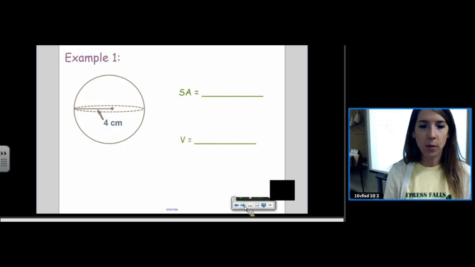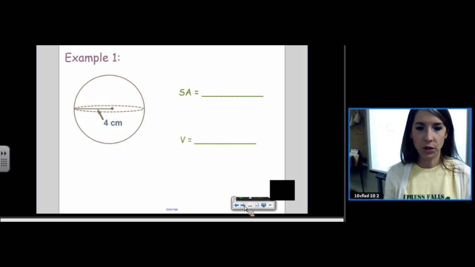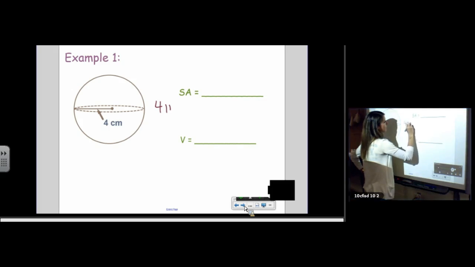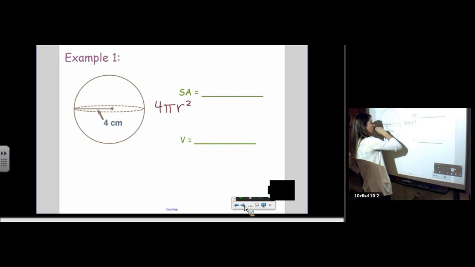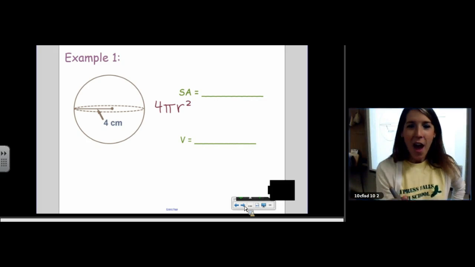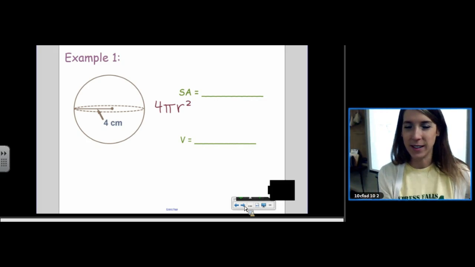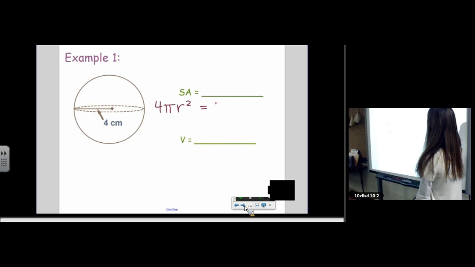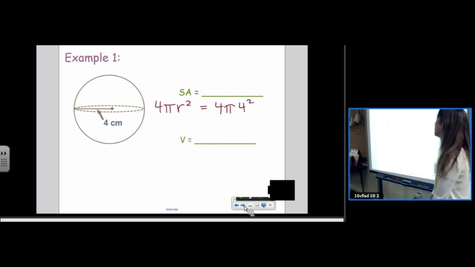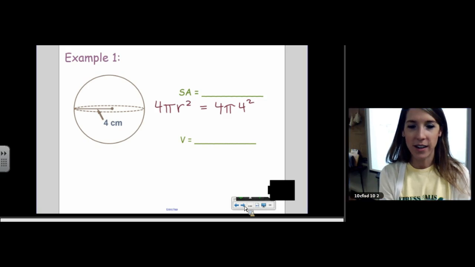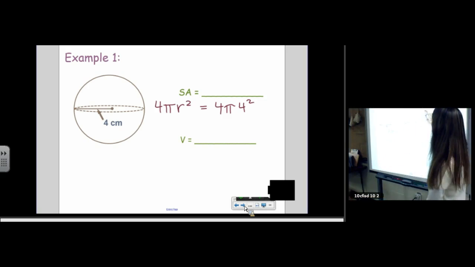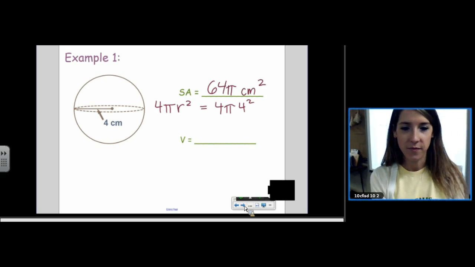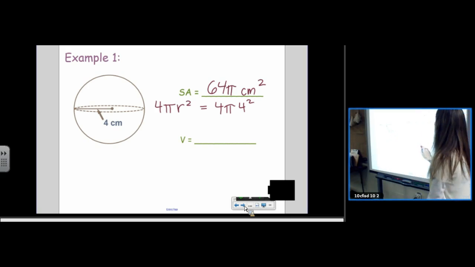Here's our basic example where we just try out the formulas, and then we'll do some real-world examples. Surface area, 4 pi r squared. And I'll show a video to you on Monday about where that 4 comes from. It's pretty cool. It has to do with peeling oranges. Okay. 4 times pi, the radius happens to be 4. 4 pi 4 squared, final answer. 64 pi centimeters squared.